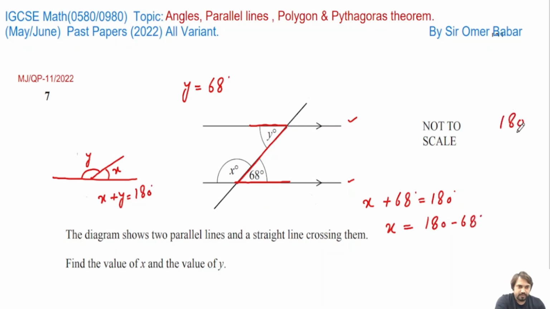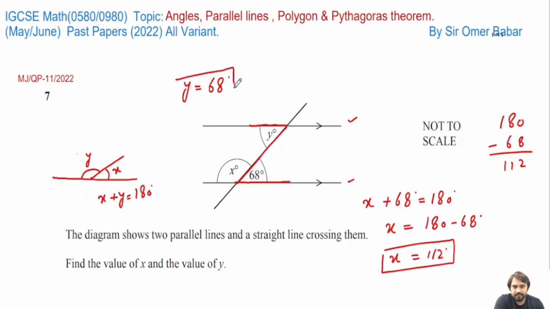You can use the calculator or do it manually. Subtraction: 10 minus 8, that's going to be 2, 7 minus 6, 1, and 1. So we have x is equal to 112. These are our answers. x is equal to 112 degrees and y is equal to 68 degrees.